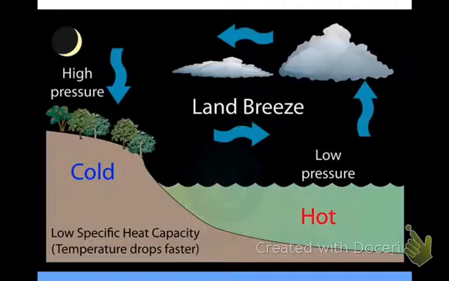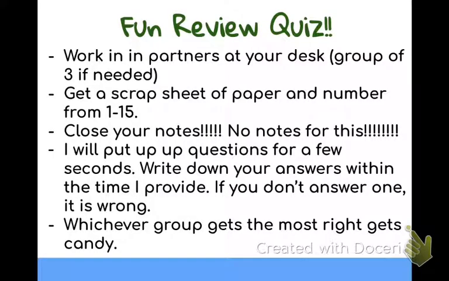So now that you all have so patiently listened to me and drawn your pretty pictures, we are going to have a brain break. We are going to have a fun review quiz. You are going to work in partners at your desk. Most of you should be in groups of 4, so it should be 2 and 2. If there's a table that's not like that and you have to have a group of 3, that's fine. You're going to get out a scrap sheet of paper and number 1 through 15. There are 15 questions. Between you and your partner, you just need one piece of paper, numbered 1 through 15.